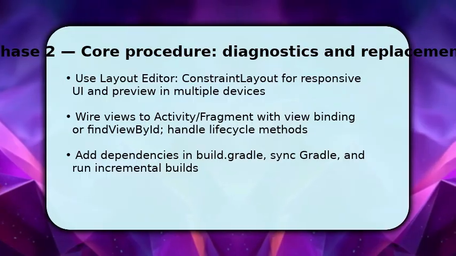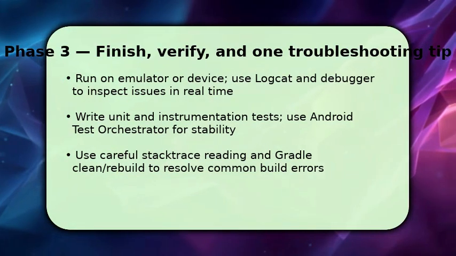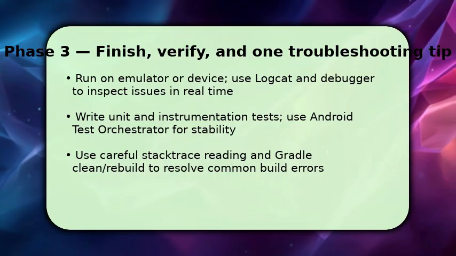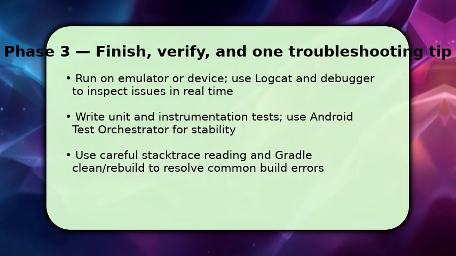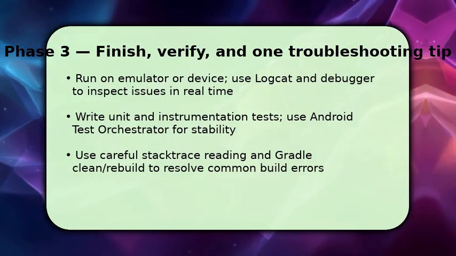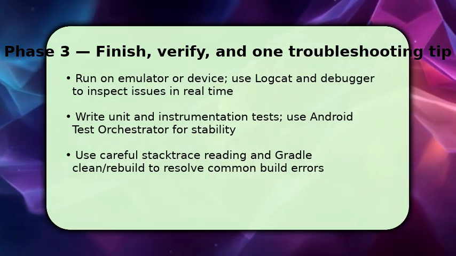You finish by running your app on an emulator or a physical device. Select Target, press Run, and watch Logcat for runtime messages. Use breakpoints and the debugger if behavior diverges from expectation. This reveals variable state and call flow.